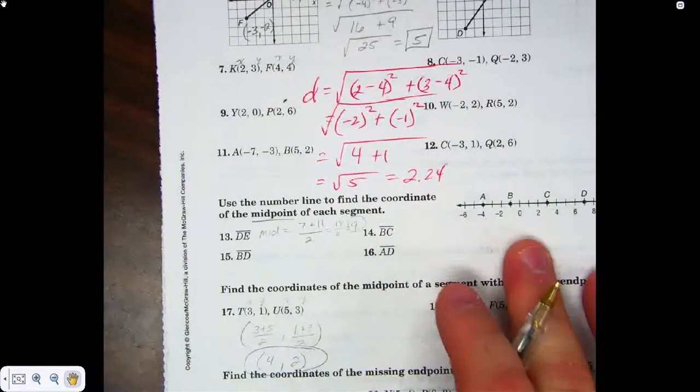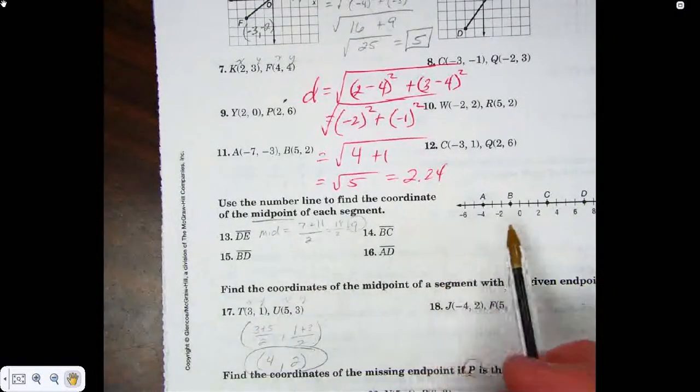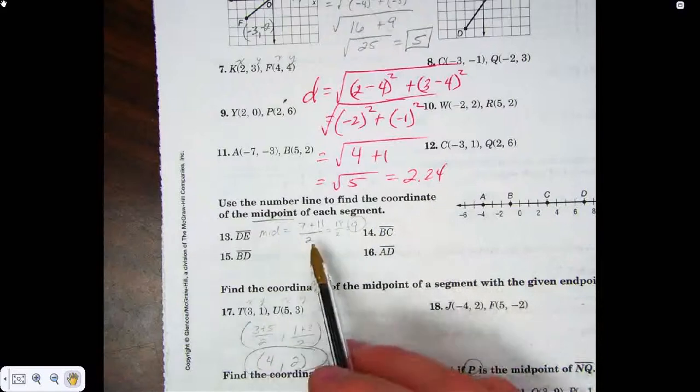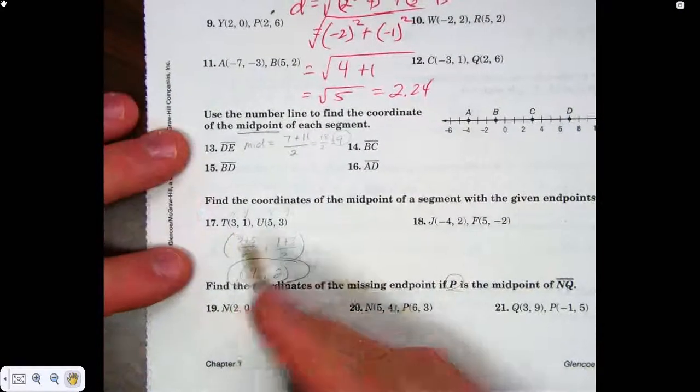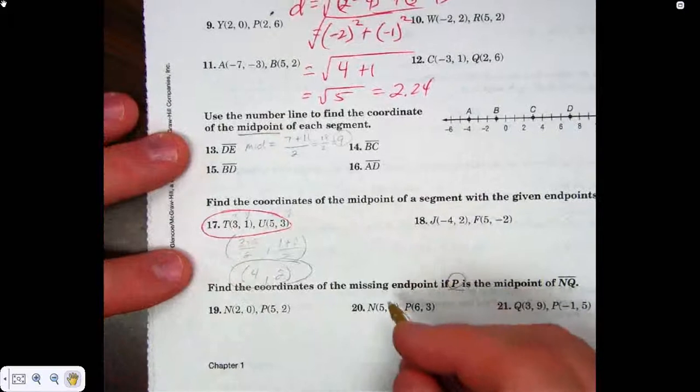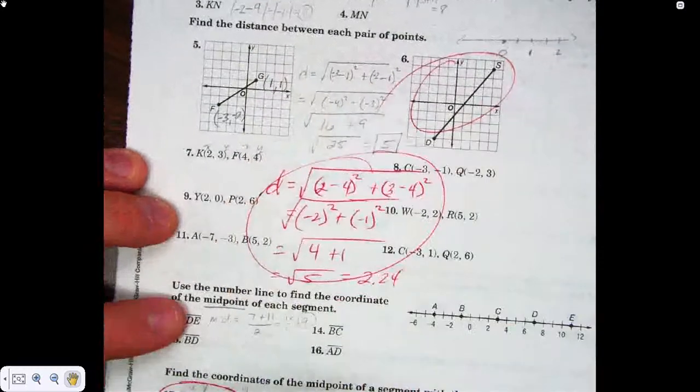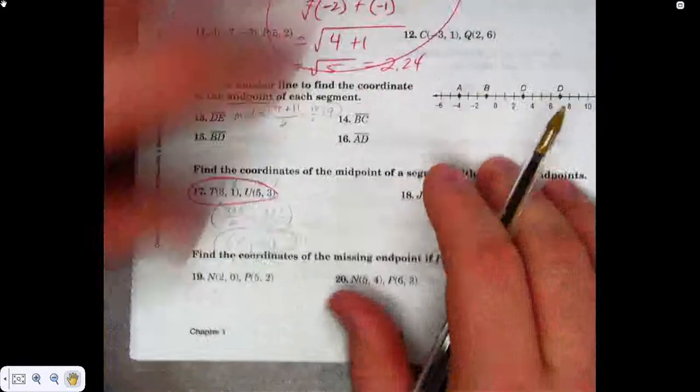How do we find the midpoint between two things? Add the coordinates and divide by 2. So see, we found the midpoint here. There'll be one like this on your test. There'll be one like this on your test. Actually, there'll be one like this on your test. There'll be one like this.